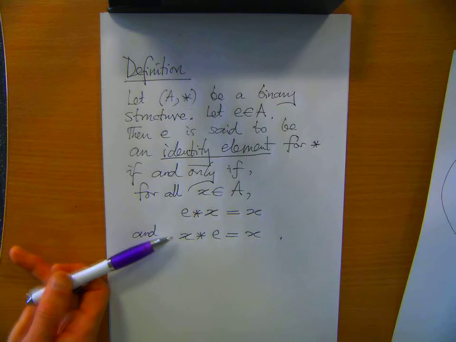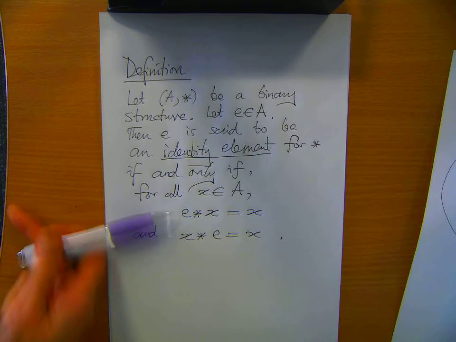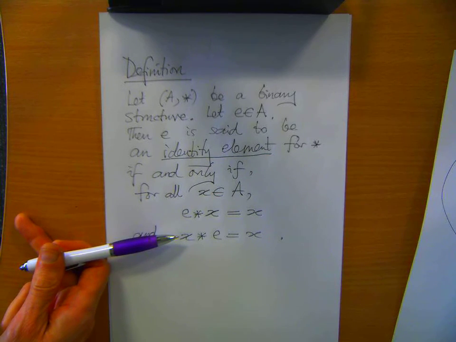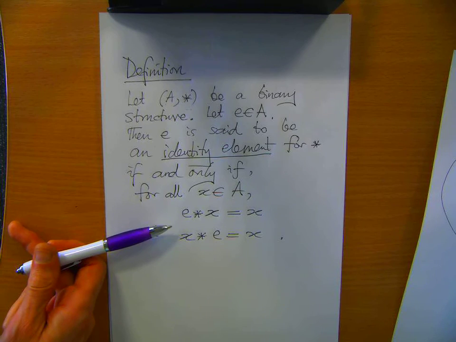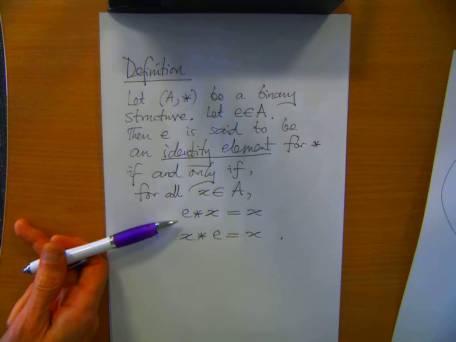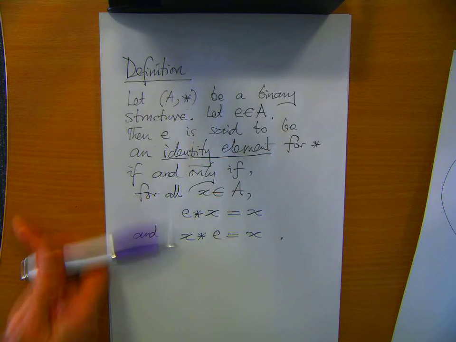So if star is commutative, then of course we've just got one equation here, because the first will imply the second and the second will imply the first. But in general, our binary operation isn't commutative. For instance, matrix multiplication or composition of functions. So we do need to write down both equations.